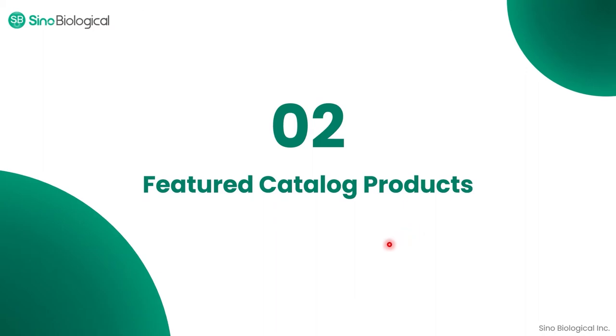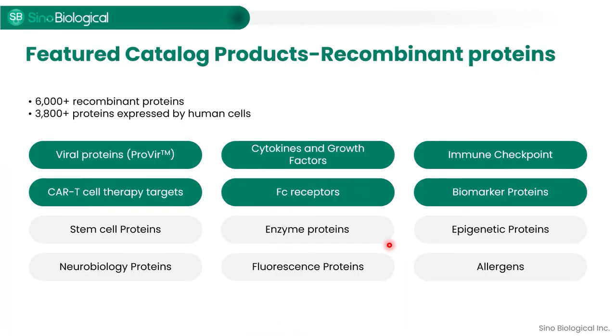In the next few slides, I will share with you some of our featured catalog products. With the largest validated recombinant protein bank, we have more than 6,000 recombinant proteins, 3,800 of which are expressed by human cells. The products cover a really broad range, including reagents for most hot and popular research fields, for instance, proteins for viral-related research, immunotherapy, oncology, stem cell epigenetics, and neurobiology, and many other fields. I will elaborate on some featured product groups in detail, labeled in green here.